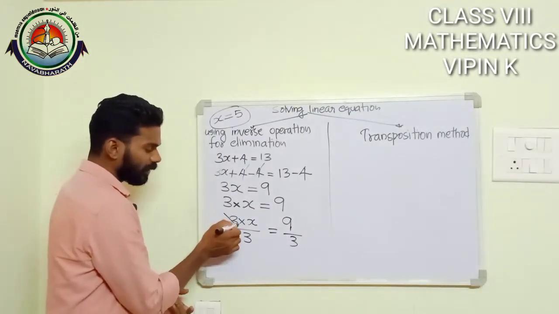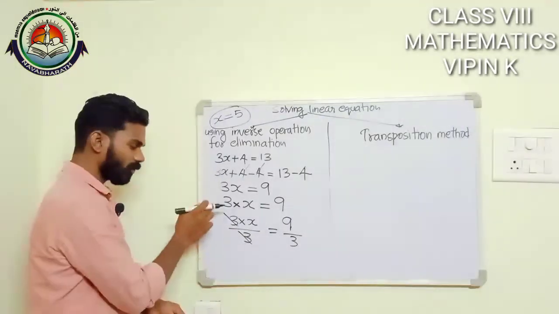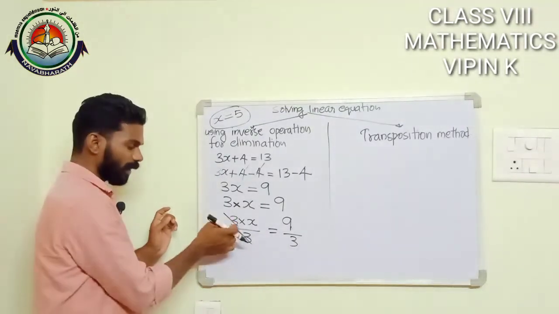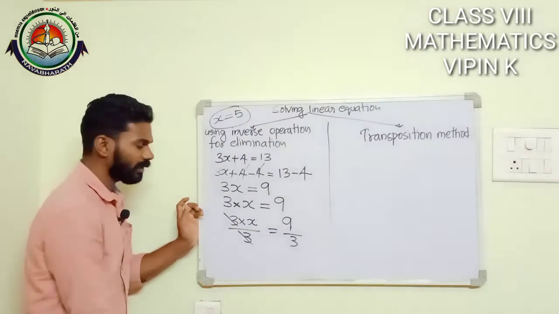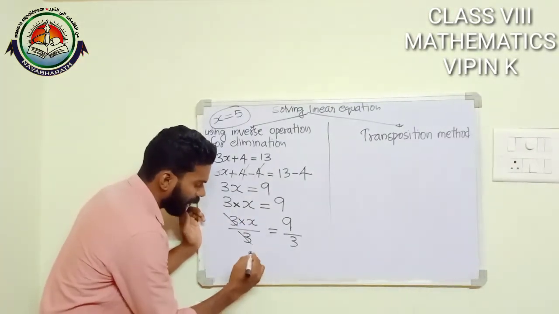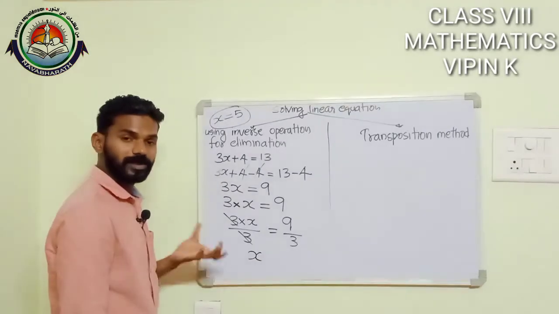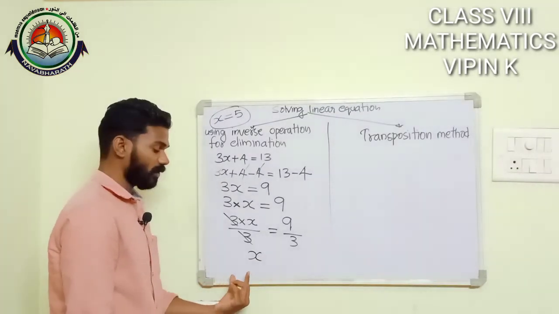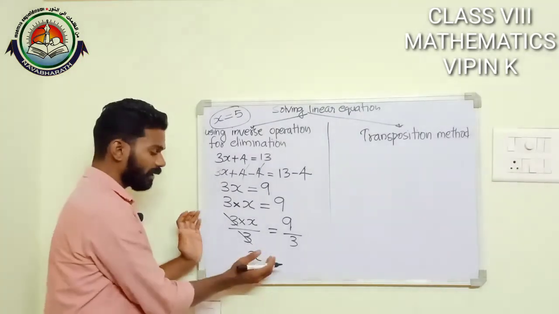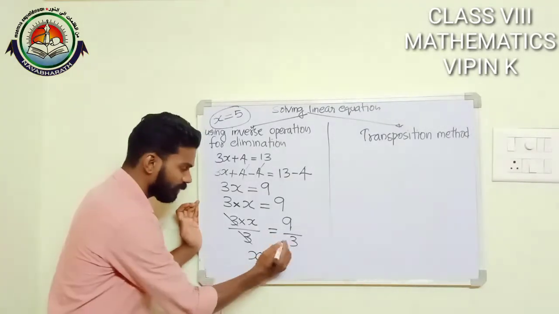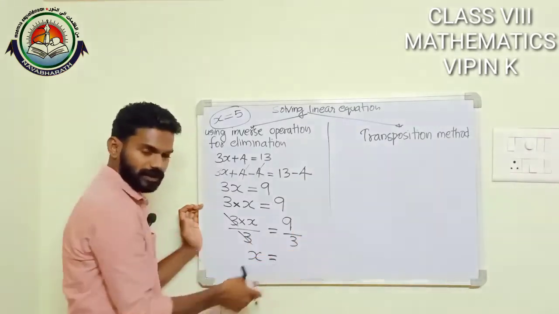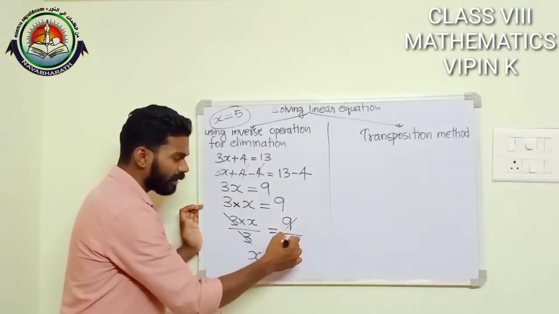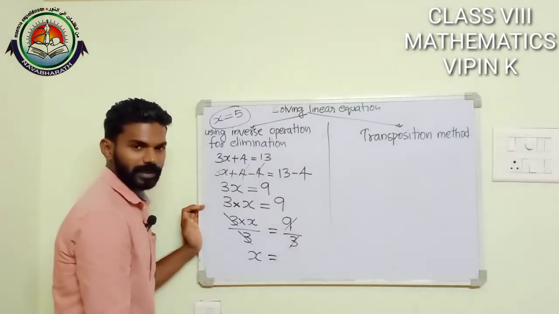Now tell me what happens here. Here the 3 would be eliminated. It would get cancelled off. The 3 in the numerator and the 3 in the denominator would be cancelled off. Then the number remaining would be x. Now the x is isolated. Here on the LHS there is only x. On writing the equal sign, on the RHS you can see that 9 and 3 can be divided.